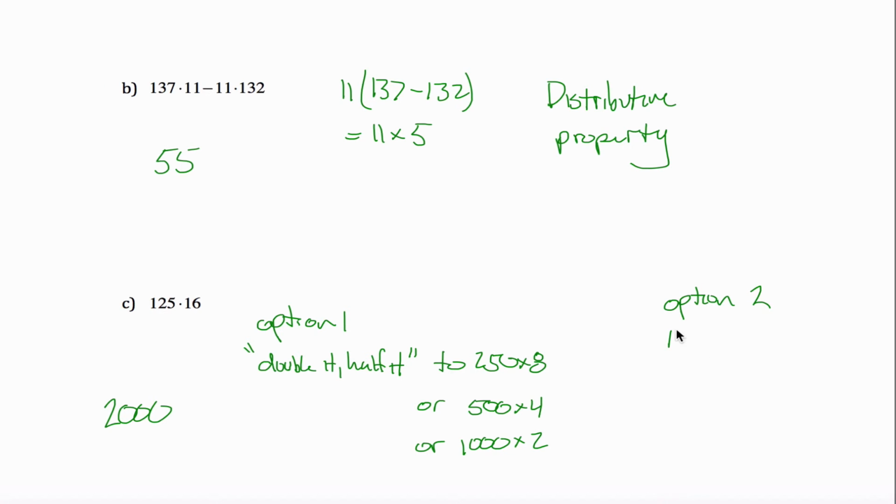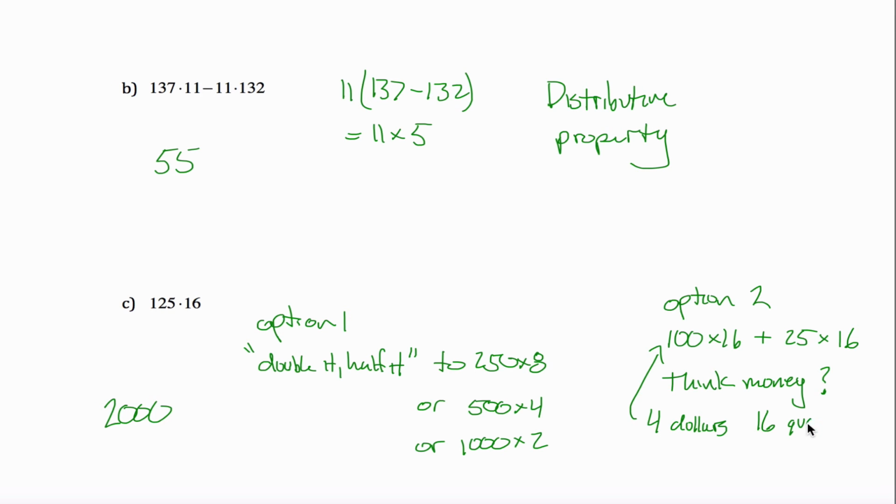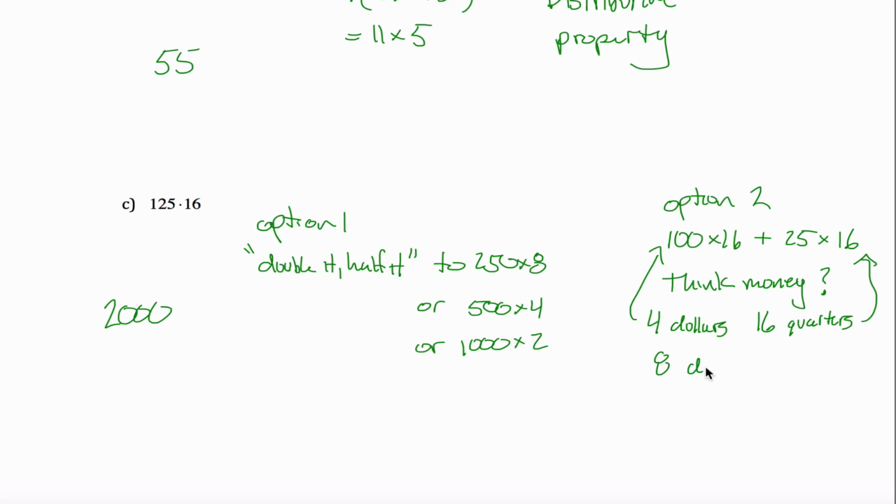you could maybe think about it as 100 16s plus 25 more 16s. I don't know if that's easier for you. Maybe think money. This would be 16. Instead of 125, think about it, 125 pennies, so $1.25. $16 gives me $16. And then 16 quarters gives me $4 more. $4 from here, and 16 quarters from here. So that gives you a total of 8.